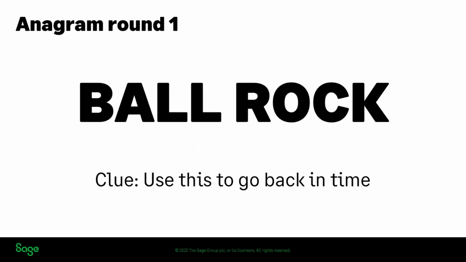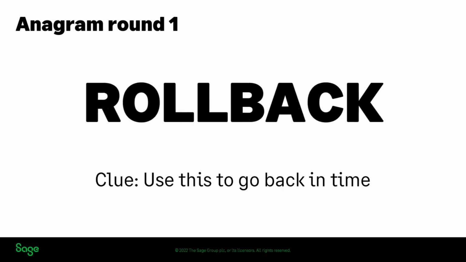So yes, before we wrap up round 1, just to recap that bonus anagram. The anagram itself was ball rock, and the clue was to use this to go back in time. Now, if Duncan could kindly reveal the answer using the slides, you'll see that a little bit of a clue is in the demo that Duncan has just done. The answer is in fact rollback. So bonus point to anyone who answered that correctly.